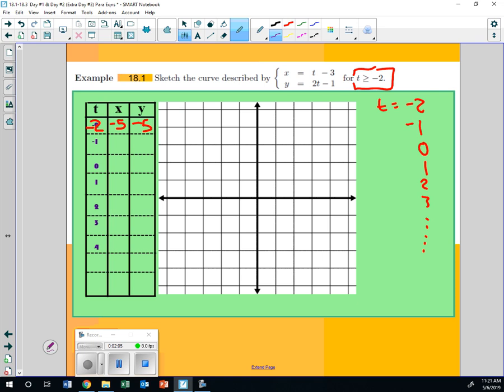Super powerful. And then you can do this with -1, which will be -4, -3. Then you can go 0, which is -3, and -1. And then here's where I kind of look at it and I go, oh, these are just increasing by 1. And these are increasing by how many each time? 2. So this would be 1, and it would be 3, 5, 7, 9, and 11.